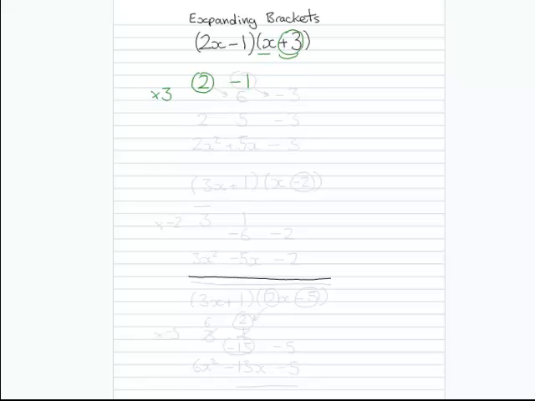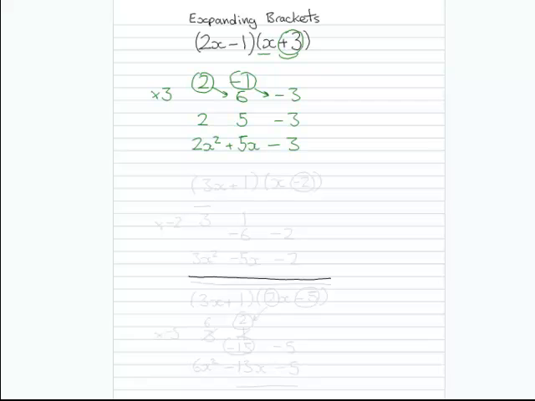First of all, we times this number by 3 and put it down here, so we end up with 2 times 3 is 6. Then we multiply this number by 3, and -1 times 3 is -3. Now we add up the columns, which gives us 2 here, -1 plus 6 gives us 5 here, and in the final column -3. This gives us 2x squared plus 5x minus 3.